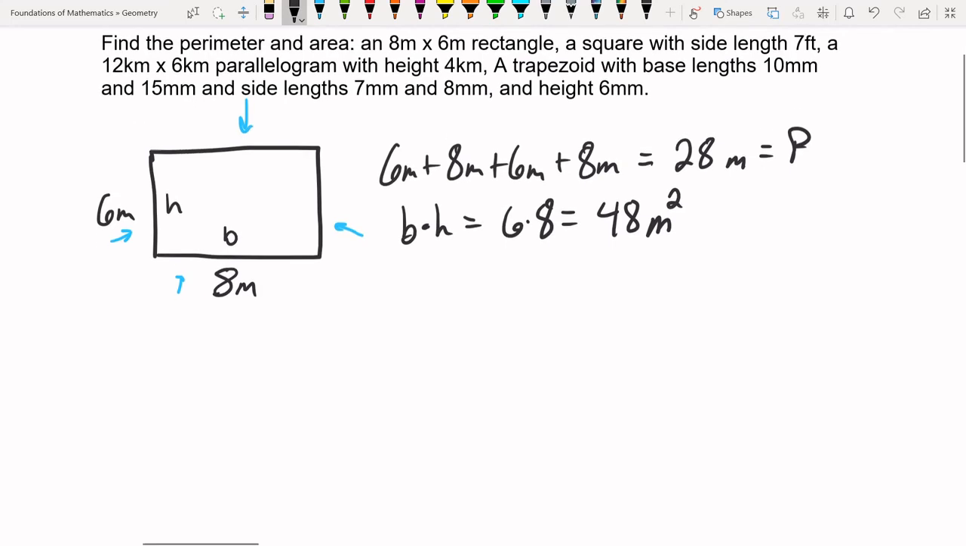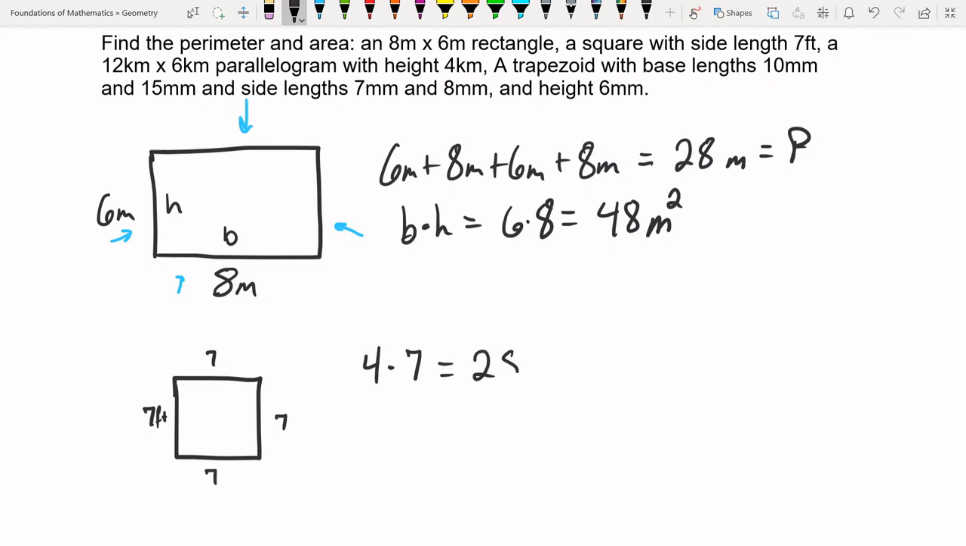Okay, the next one says a square with side length 7 feet. You only need one measurement here because a square has every side the exact same measurement and unit. So the perimeter, well, that's quite easy. It's just going to be 4 times 7. It's just 7 plus 7 plus 7 plus 7, which is 4 times 7, which is also 28 feet.